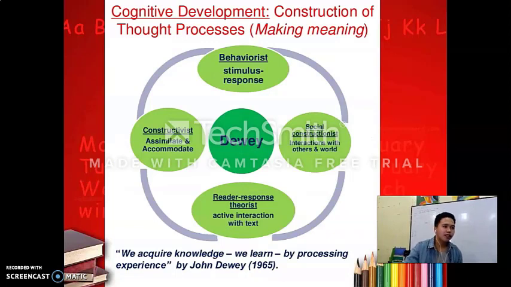So this cognitive development, the construction of thought processes by making meaning. So behavior is stimulus response. What is this stimulus response?